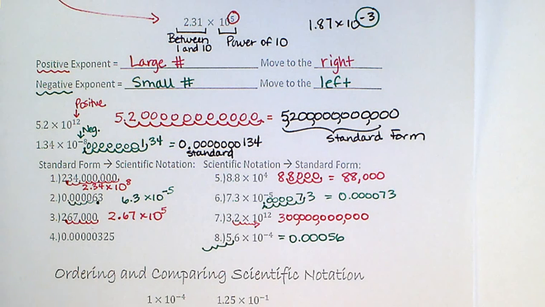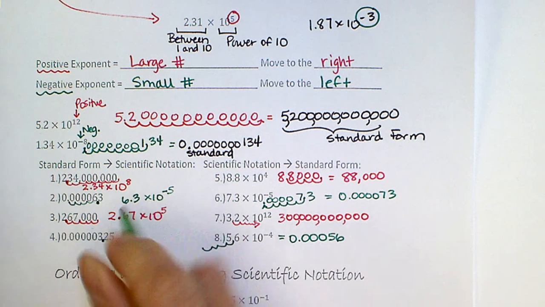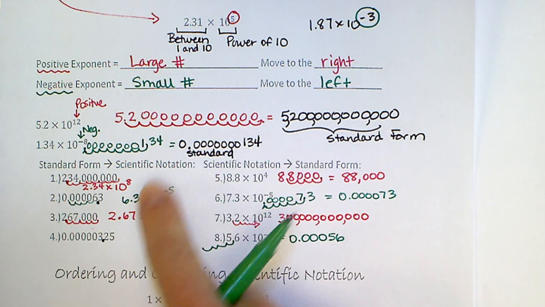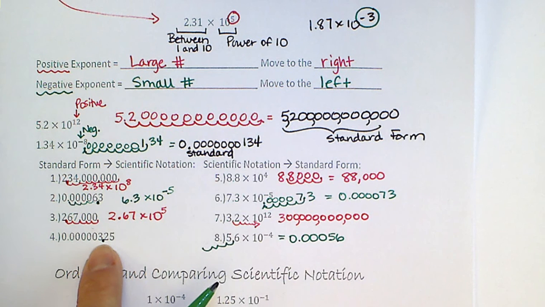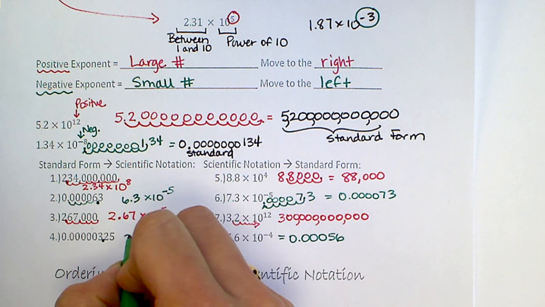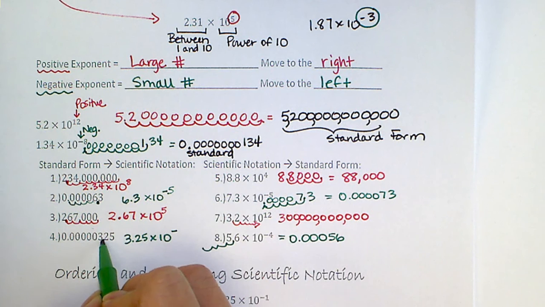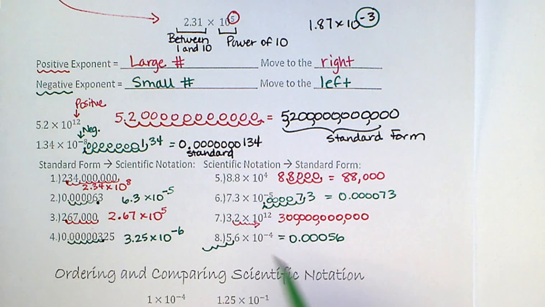And the last one, we're going to put our decimal between the 3 and the 2. Now we don't want to put it between the 2 and the 5 because that would be 32.5, and our rule is it has to be bigger than 1 but smaller than 10. So it always goes between the first 2 non-zero digits. So we have 3.25 times 10 to the negative, because I'm going to move left, 1, 2, 3, 4, 5, 6. So that's just practicing going from standard to scientific and scientific back to standard.